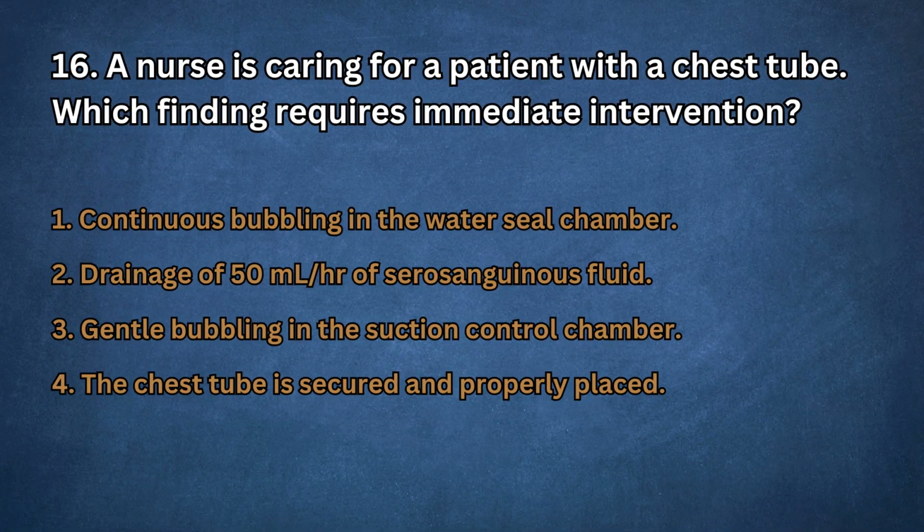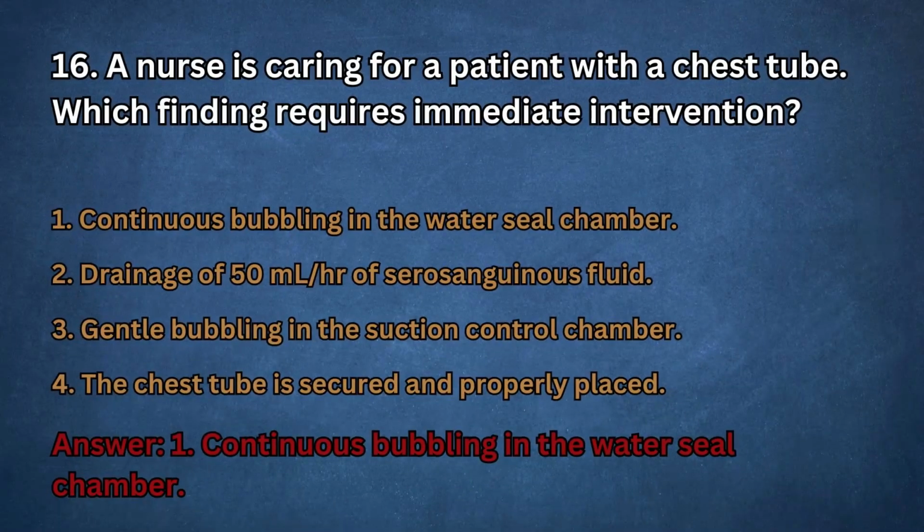16. A nurse is caring for a patient with a chest tube. Which finding requires immediate intervention? 1. Continuous bubbling in the water seal chamber. 2. Drainage of 50 milliliters per hour of serosanguinous fluid. 3. Gentle bubbling in the suction control chamber. 4. The chest tube is secured and properly placed. Answer 1. Continuous bubbling in the water seal chamber.